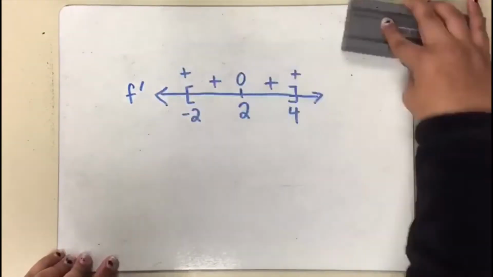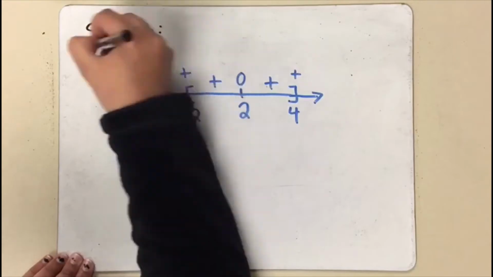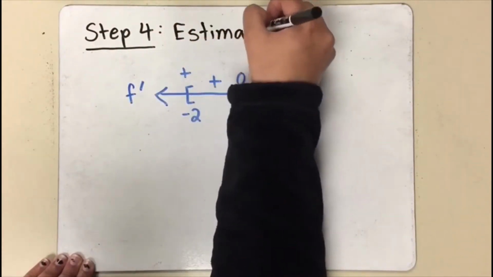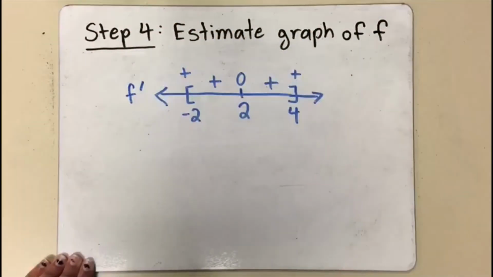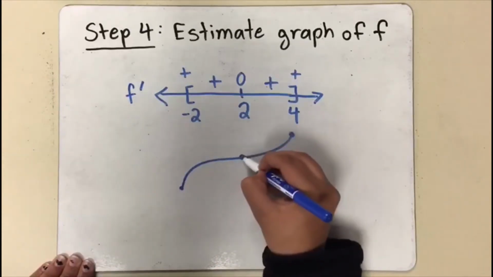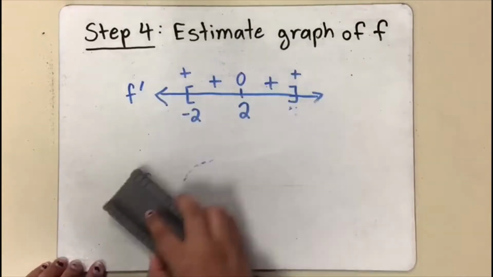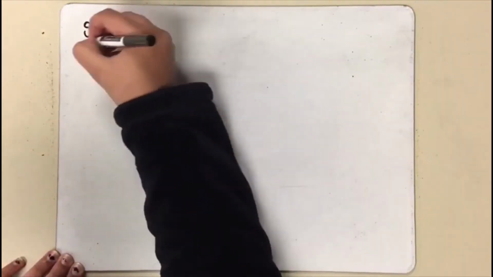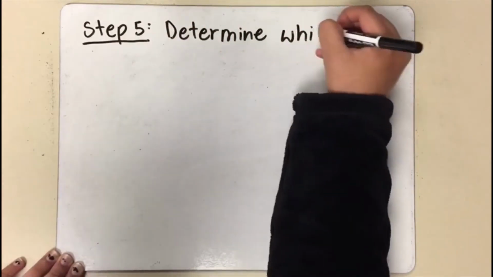Now we can estimate the graph of f. Since the f prime number line is always positive on the interval -2 to 4, the graph of f will always be increasing. Please make sure to line up the graph of f with the respective corresponding points on the derivative number line. The fifth step is to determine which values to check.